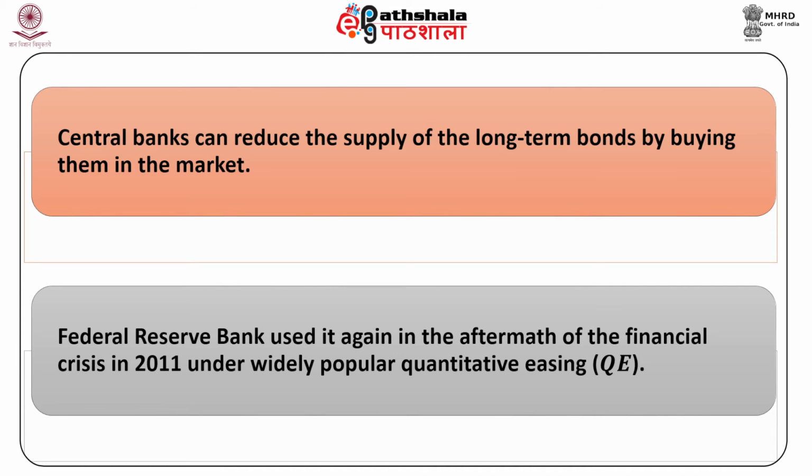The Federal Reserve Bank used it again in the aftermath of the financial crisis in 2011 under the widely popular quantitative easing, that is QE. RBI faced a very tough situation in the second half of 2013, where it faced a depreciating rupee and declining growth. The rupee was depreciating because of capital flight. The obvious response would have been an increase in short-term rates, but RBI can't afford these higher short-term rates being propagated to higher long-term rates, as it will hamper growth.